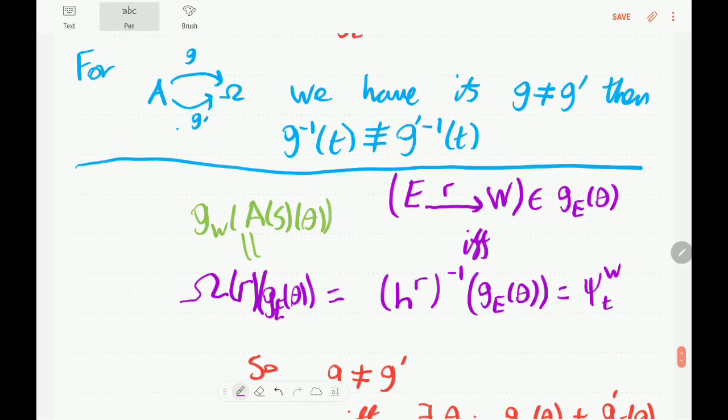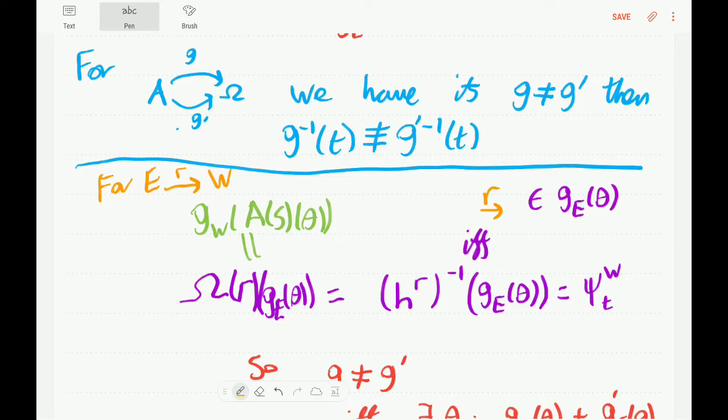So this turns out to be the key thing to it. We have that for an arrow R from E to W, we have that this is going to be in GE of theta. Let me say this more precisely. For this arrow R from E to W, we're going to have that R underarrow is going to be in G of E of theta.